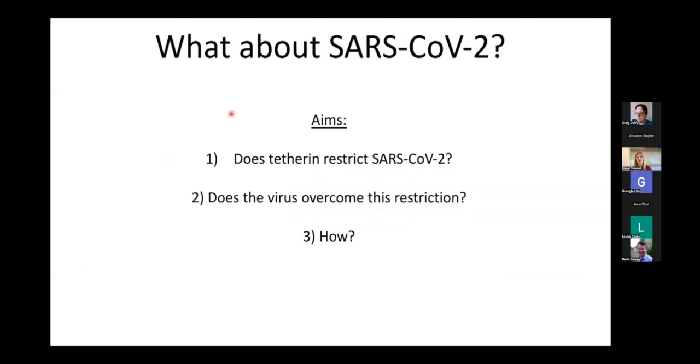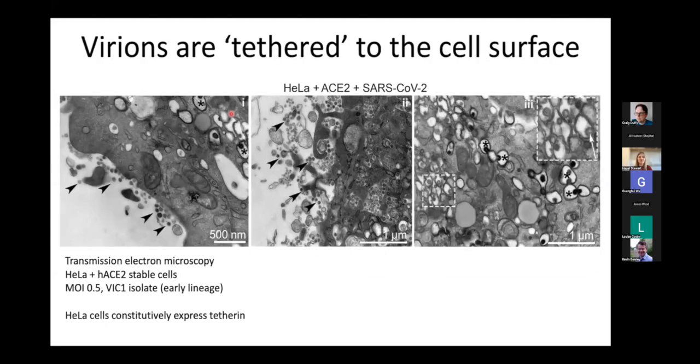So there were three main aims to this project when we started. First of all, does Tetherin actually restrict SARS-CoV-2? Does the virus overcome this restriction? And if so, how? Is it only the previously identified mechanisms, such as those in SARS-CoV-1, or was there something else at play? So to start with, we started doing some electron microscopy.